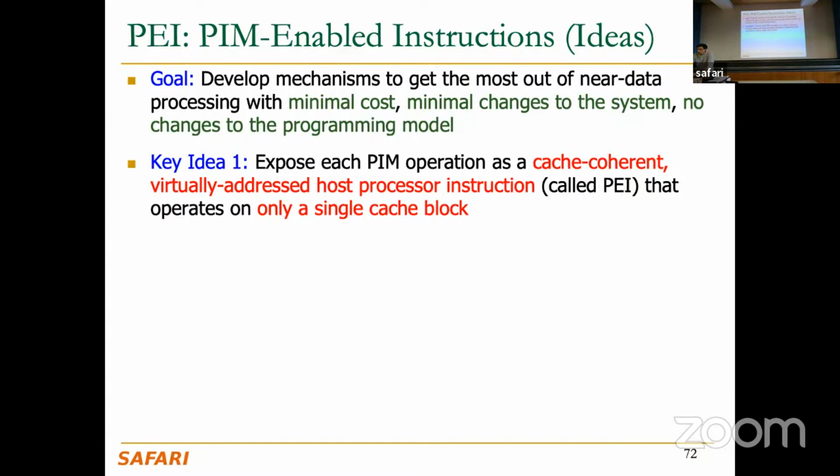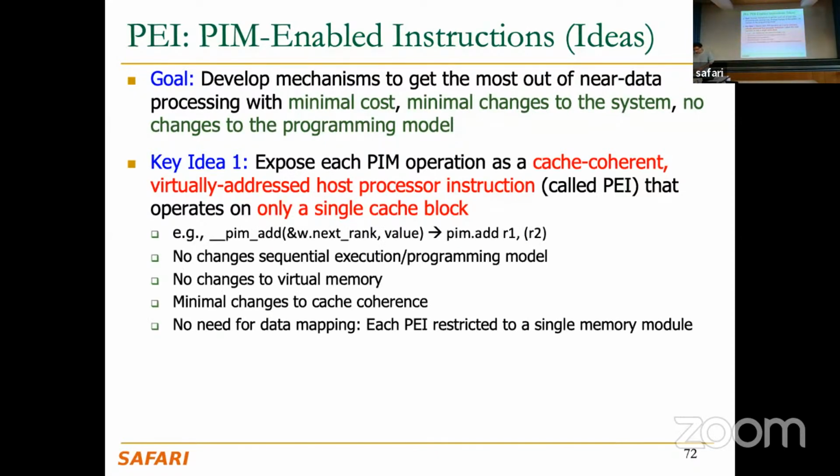That's important, right? Because if it operates on multiple cache blocks, it might turn out that the different cache blocks are in different vaults, for example, and that makes things much more complicated. But if you're operating on a single cache line, it will be in the same place. All bytes there will be in the same place.